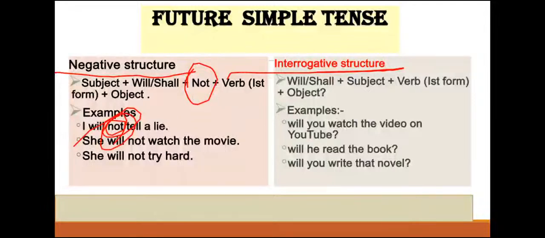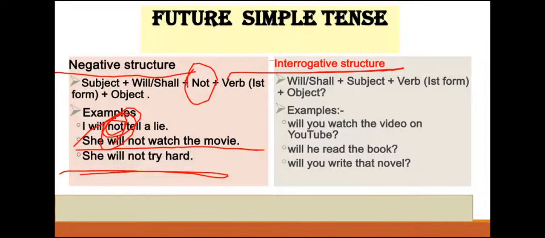The negation has been placed between the helping verb and the main verb, and after that we have placed other things, just like in the affirmative version. She will not watch the movie. She will not try hard. They will not work hard. All these things go into the negative version. You have an affirmative structure, and you can place not to make it negative.